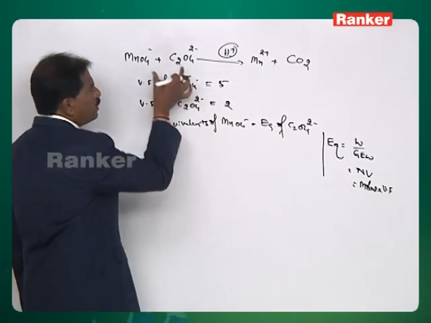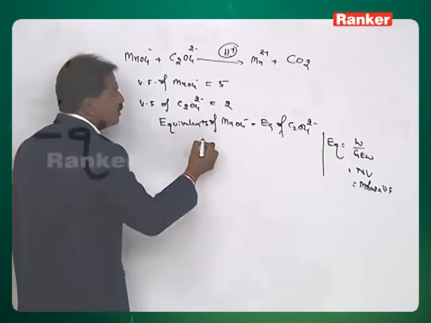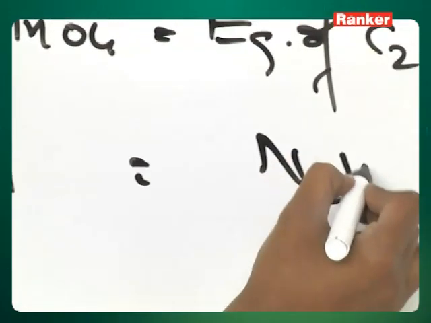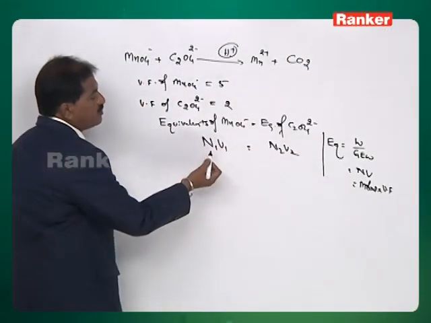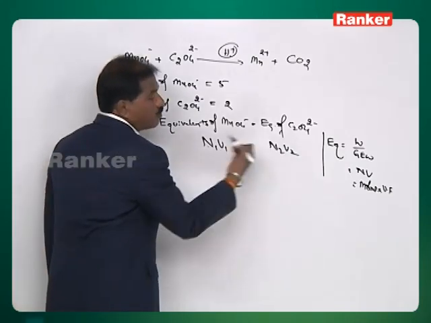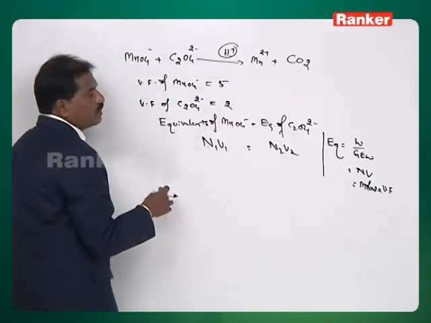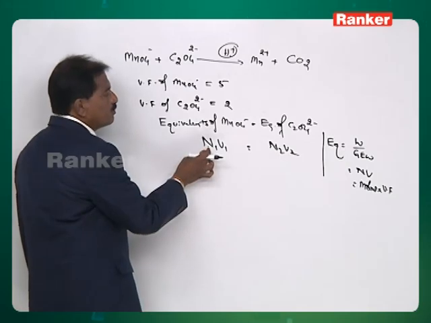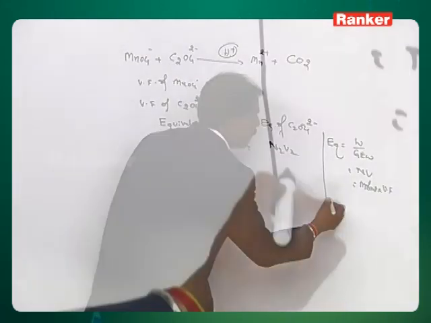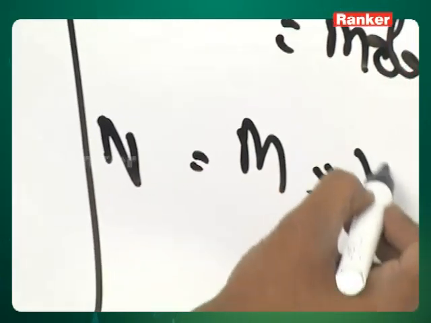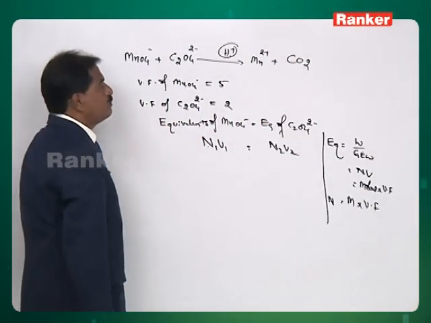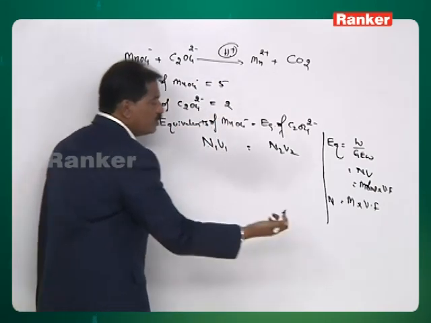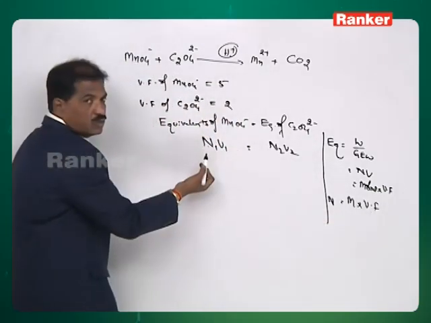Any one of these suitable formulas can be used to calculate the equivalence. For example, if the reaction takes place in solution medium, equivalence of the KMnO4 is equal to equivalence of the oxalate. Here this is normality, this is volume. In the numericals, if they give the molarity, you try to convert that molarity into normality by using this relation: normality is equal to molarity into valency factor. If you remember the valency factor, and if the molarity of the reacting species is given, by using valency factor and molarity we can easily convert into normality.